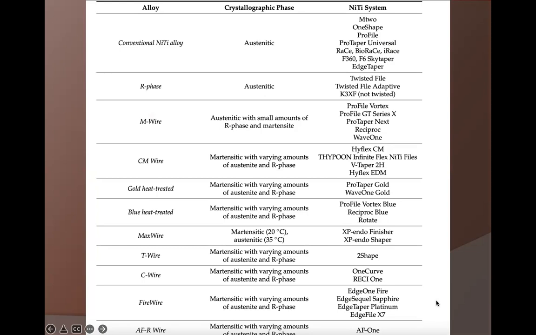So conventional nickel titanium alloy is austenitic, and we have different combinations of austenitic and martensitic, and different manufacturers call it R phase, M wire, control memory wire, gold heat treated, blue heat treated, Max wire, T wire, C wire, etc. It is nothing but basically a transformed alloy, with varying degrees of martensitic and austenitic phases.